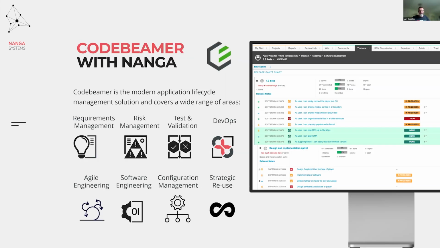And Codebeamer is an ALM solution. ALM stands for Application Lifecycle Management, and it focuses on requirement management, on risk management, test management. It supports DevOps. It supports agile engineering on the team level, software engineering, obviously, and of course, configuration management, and very important, strategic reuse. And all this supported through different solution templates.